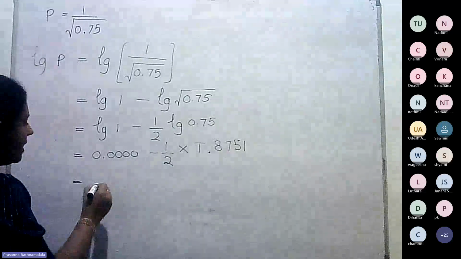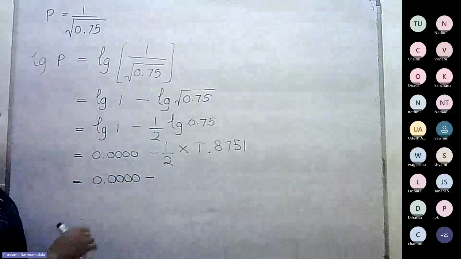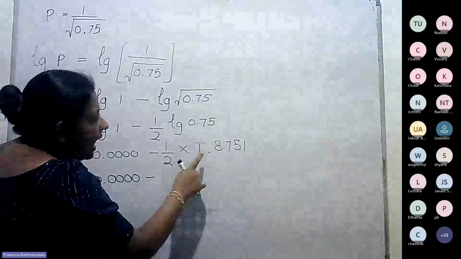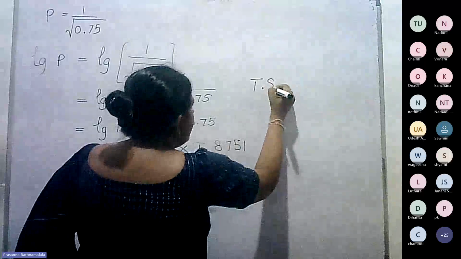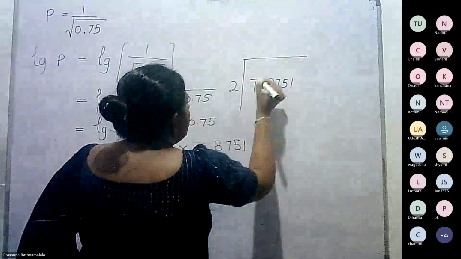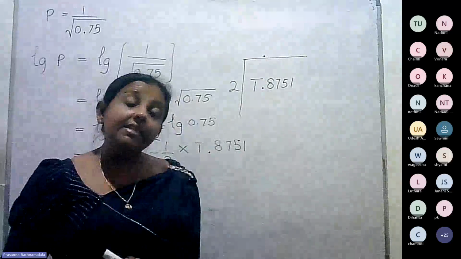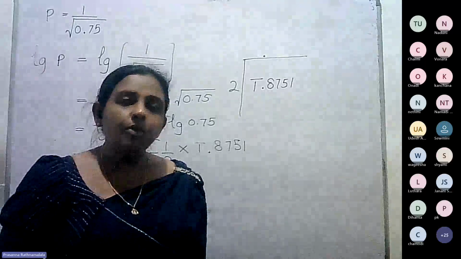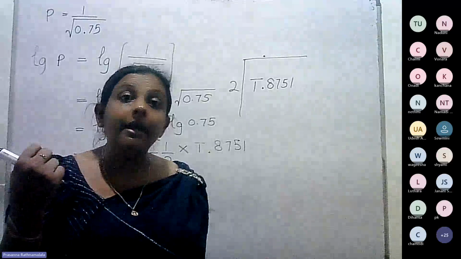Then only the 0 can get the negative values. Doesn't matter there, right? 0.0000 minus, then you simplify. How do you simplify this negative value by this positive? 8751. Then you divide it by 2. Right, we place this decimal point first. Now we know that this is not positive. That is negative 1, right? Then when you divide this negative 1 by the positive, the remainder is negative 1.